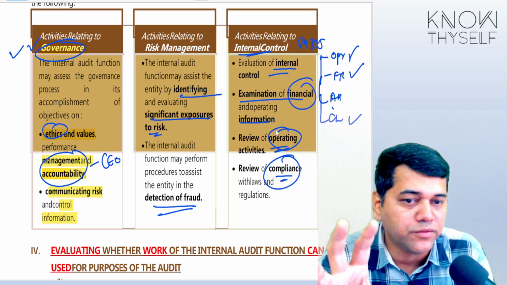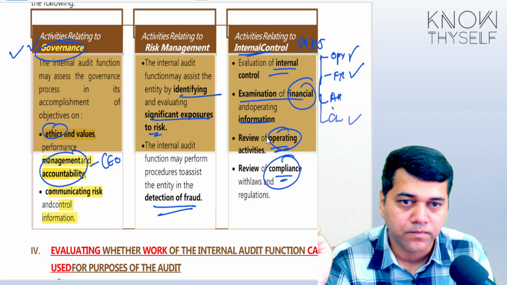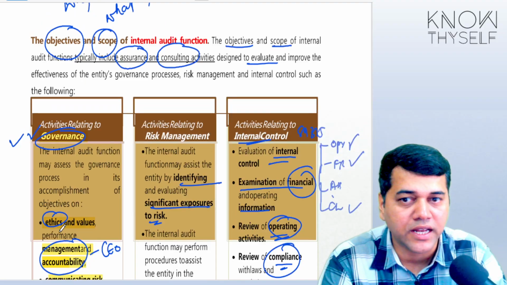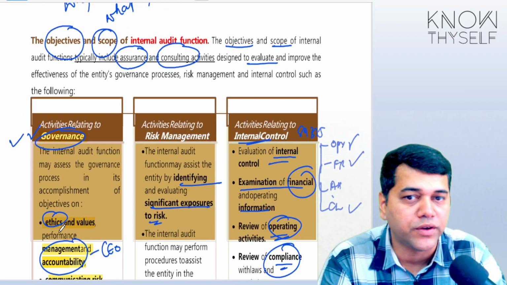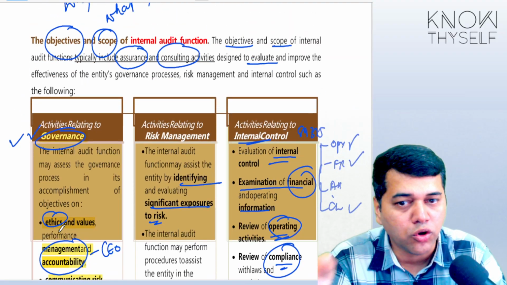I hope it is very easy for you to remember now, and you can differentiate also. They can ask you what is the objective and scope of the internal audit function. Scope is 2, objective is 3.